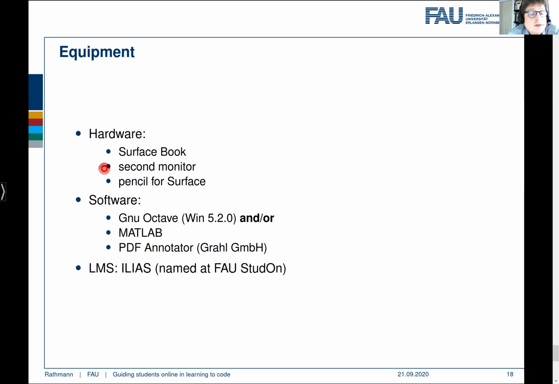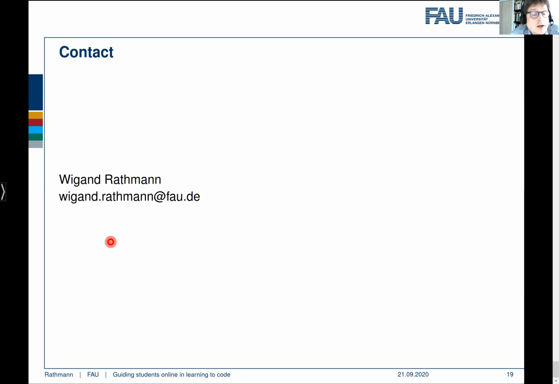I have used a Surface Book together with a second monitor and a pencil for the Surface to write on it. As software, I have used GNU Octave on Windows or Matlab, as the students liked. I have used both, and PDF annotator software to write inside the PDF slides, and the learning management system ILIAS, which is called StudOn at the FAU. It's called something like Study Online.